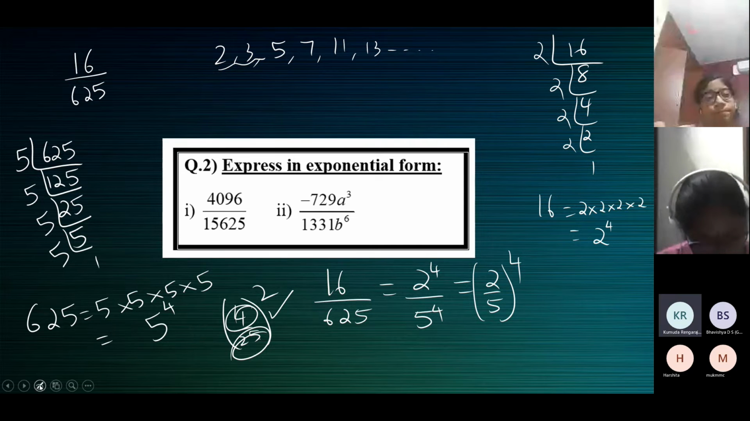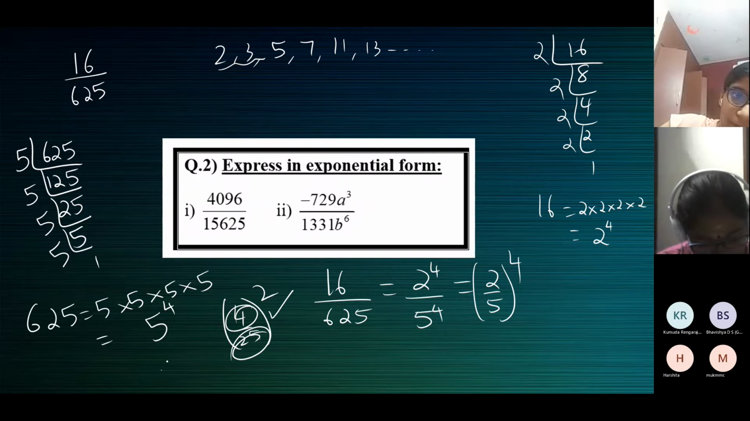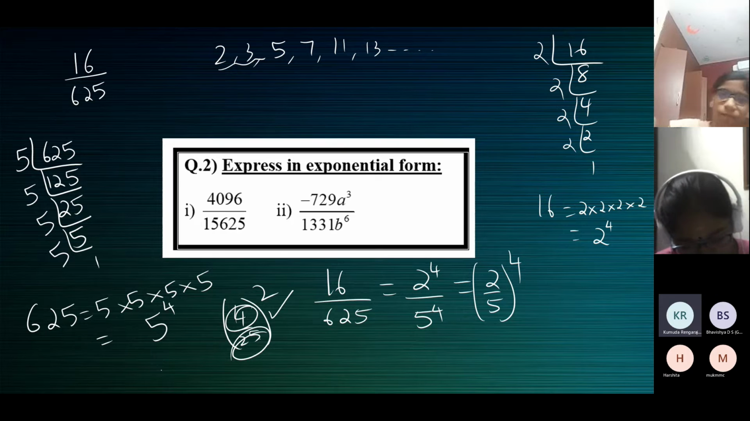Yes, ma'am. Okay, now try, children, 4096 by 15625. Simply find the prime factors, that's all. Nothing difficult.